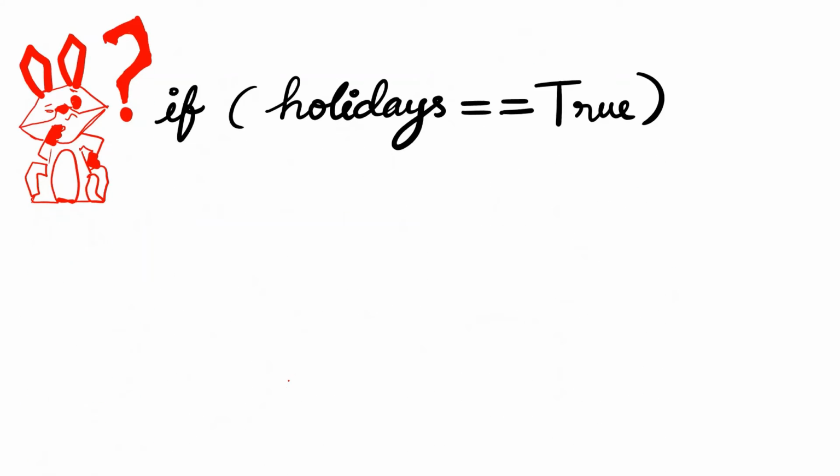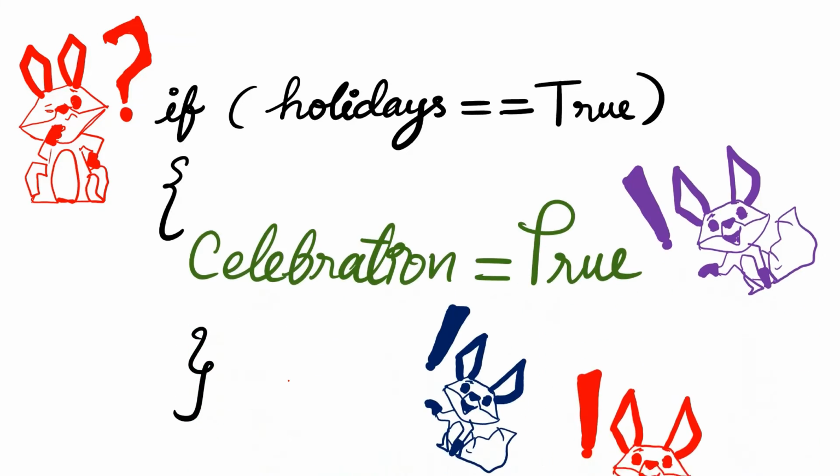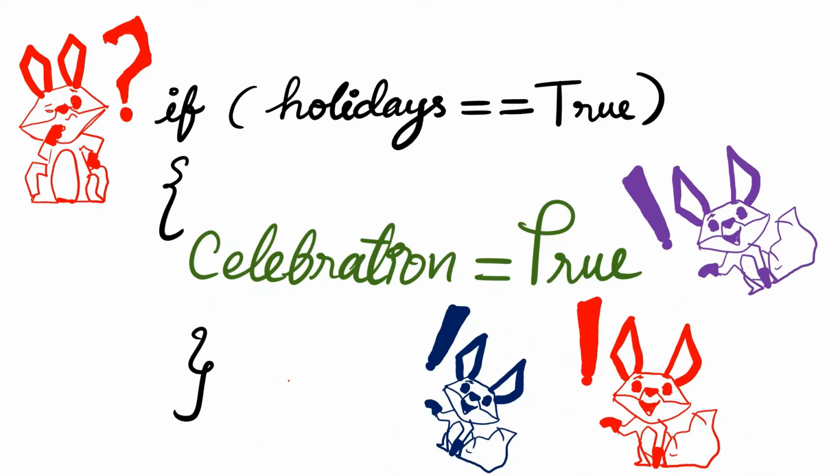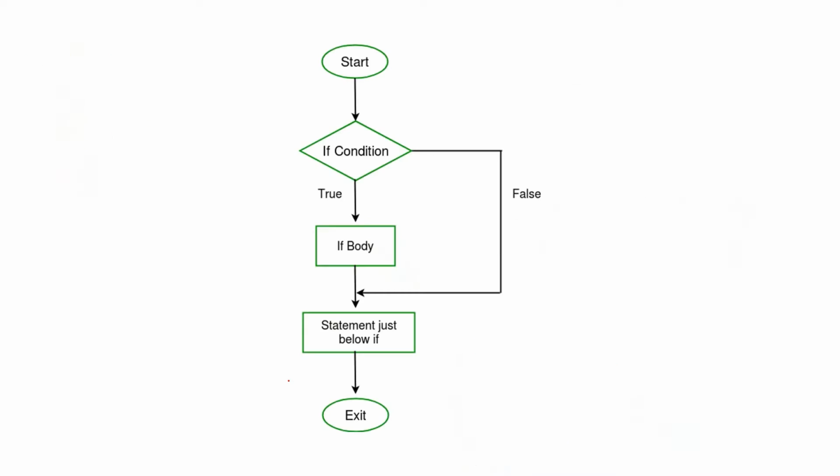Okay, fine. So when the holidays are true, then we can celebrate, right? Yeah, so when the holidays are true, then we can celebrate. We have only one option here. And if this condition is true, then we can execute the celebration. Or else we are not going to do anything because we don't have any other option, only one condition. If that condition is true, this block will be executed or else nothing will be executed.